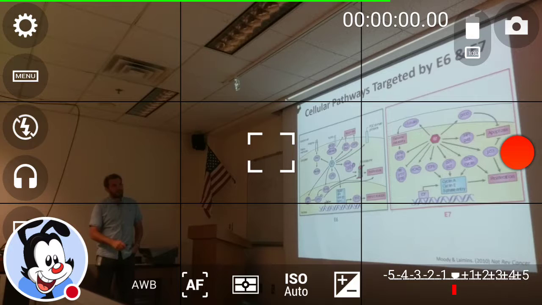On the other hand, it has E7, which creates genomic instability. So that means you're inducing more and more mutations. You start getting rearrangements of chromosomes, and all those things eventually lead to disease.